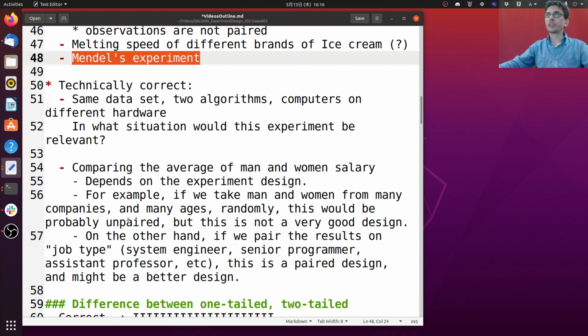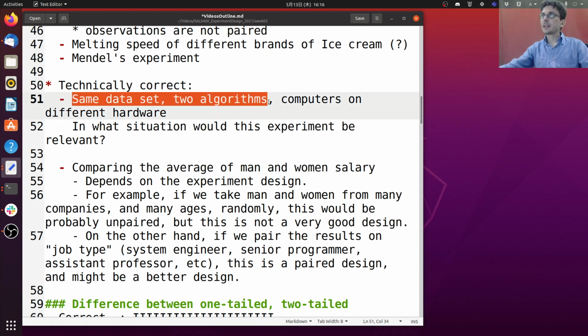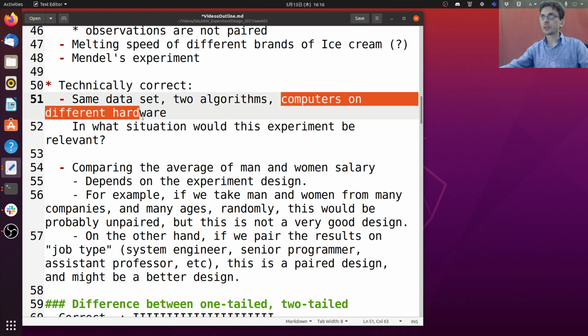There were a few that were technically incorrect that I want to talk about. One student suggested an experiment where you have the same data set. You have one data set that is the same. You compare 2 algorithms on the same data set, and you run the 2 algorithms on different computers, on different hardware. And at first, yeah, this is okay, but why are you comparing on computers with different hardware?